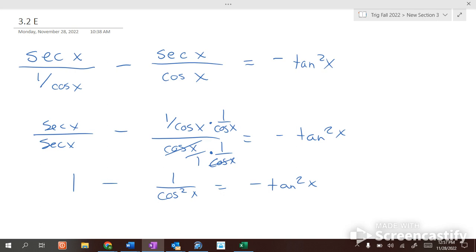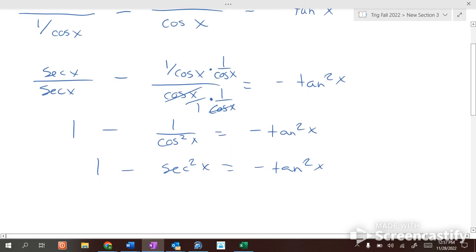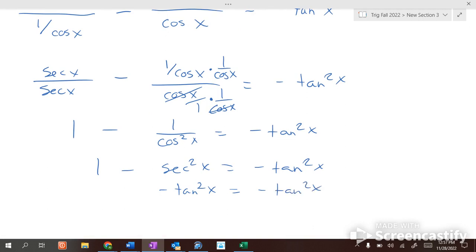Secant squared of x equals tangent squared plus 1. So if this comes to this side, it's 1 plus tangent squared would equal secant squared. So if this could be secant squared, I'd be done. Is that secant squared? Sure it is. So 1 minus secant squared equals negative tangent squared. So 1 minus secant squared is negative tangent squared. So as you can see, we've ramped up the difficulty just slightly. Not too much, but just slightly there with that one. Okay.